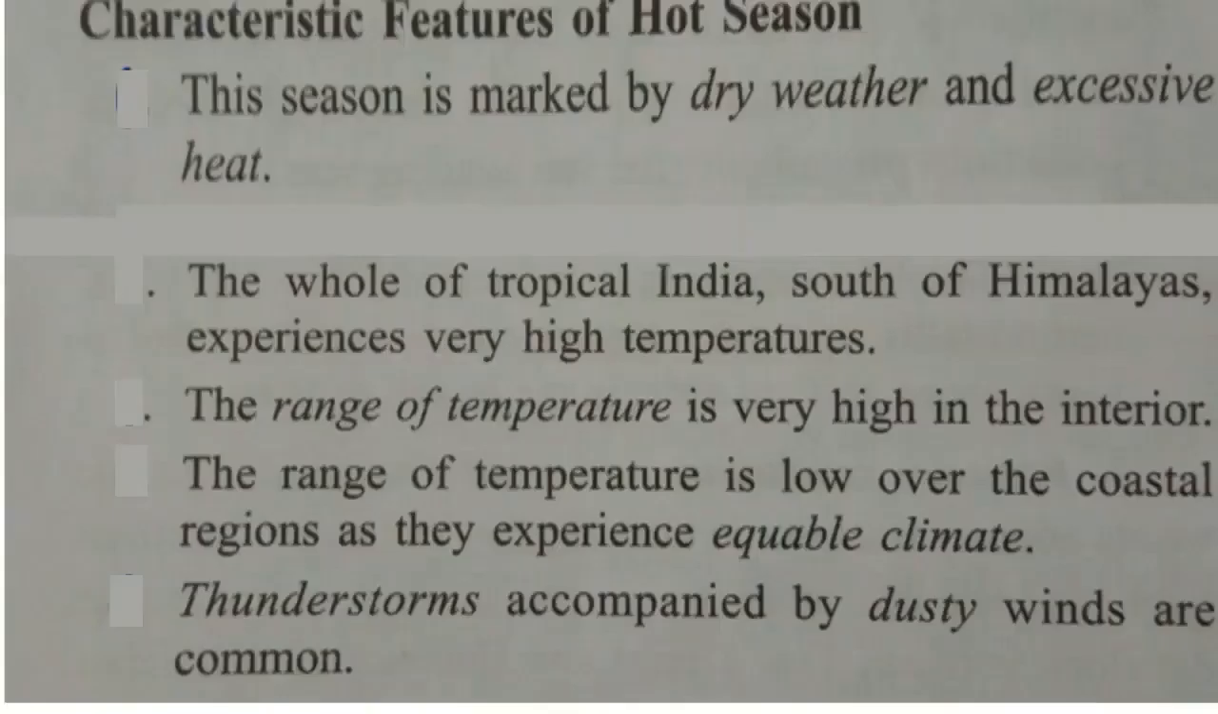So, looking at the main characteristic features of the hot season, it is marked by dry weather and excessive heat. The whole of tropical India, south of the Himalayas, experiences very high temperature. The range of temperature is very high in the interior. The range of temperature is low over the coastal regions as they experience equable climate. Thunderstorms accompanied by dusty winds are very common in this area.